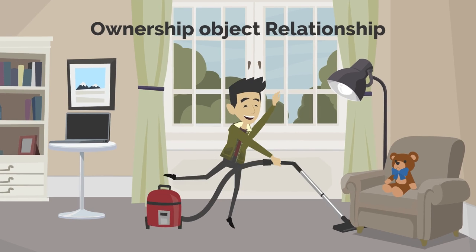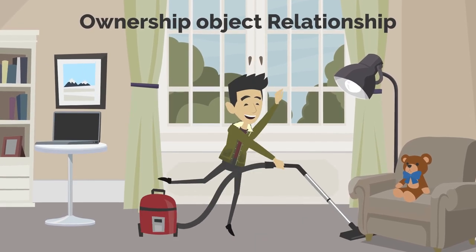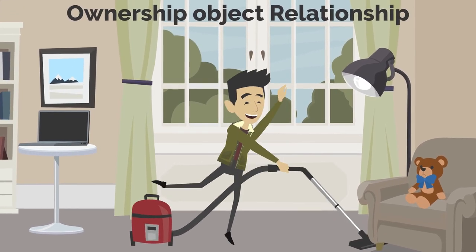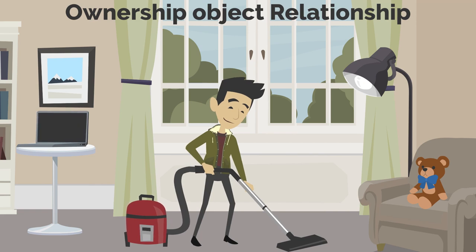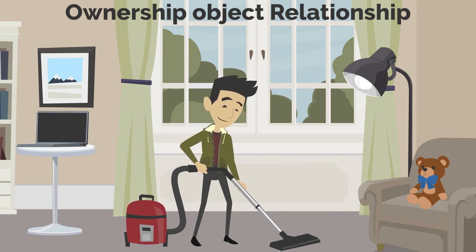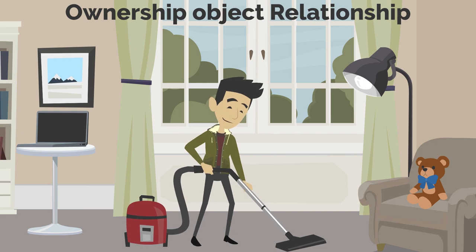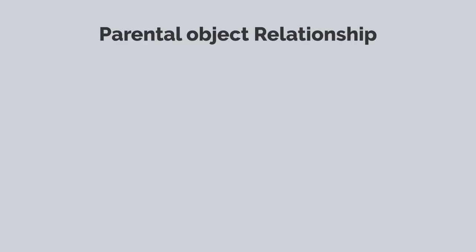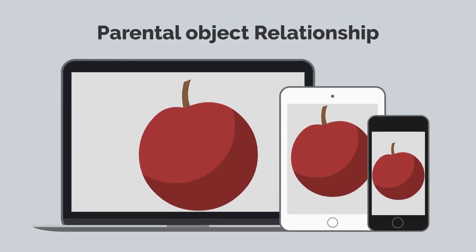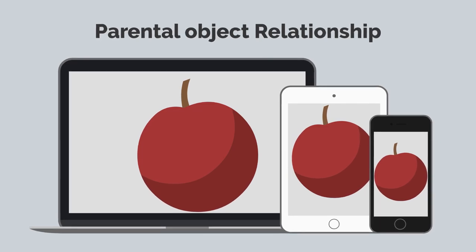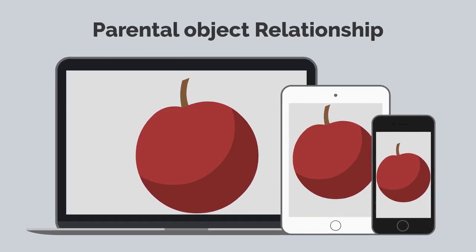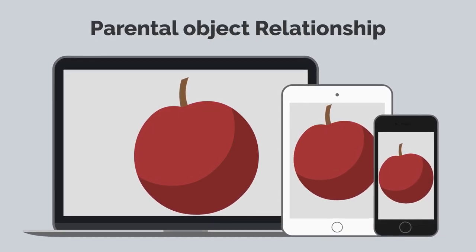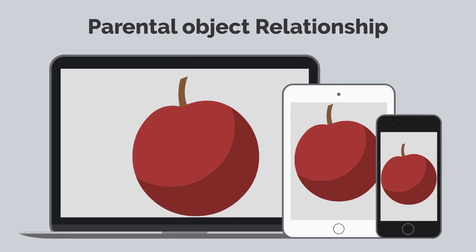Ownership object relationship: the relationships among objects that belong to the same person. For example, laptops, mobile phones, smart watches, game consoles held by an owner. Parental object relationship is the relationships among objects belonging to the same production batch. For instance, high-end virtual reality devices manufactured by the same producer, period, etc.